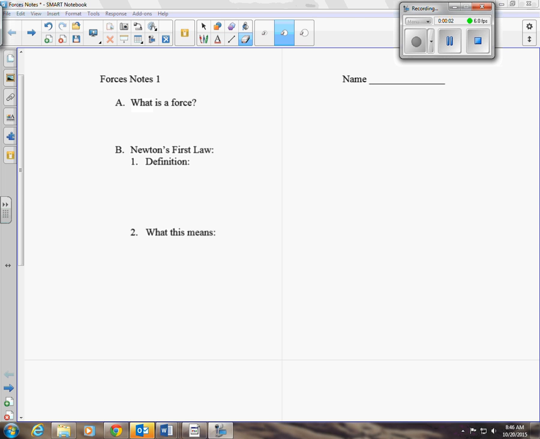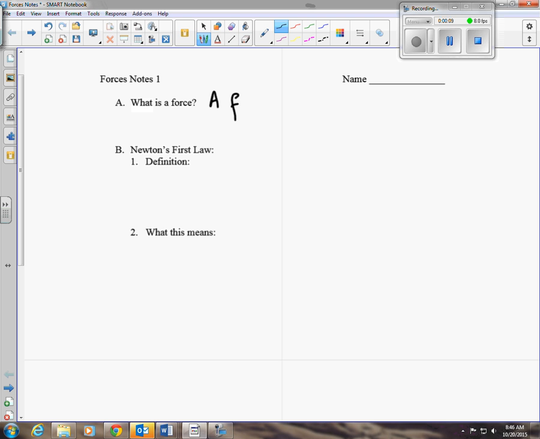We're going to start our forces unit just with a definition of a force. So a force is a push, pull, right? And the symbol for it is going to be F, the unit.